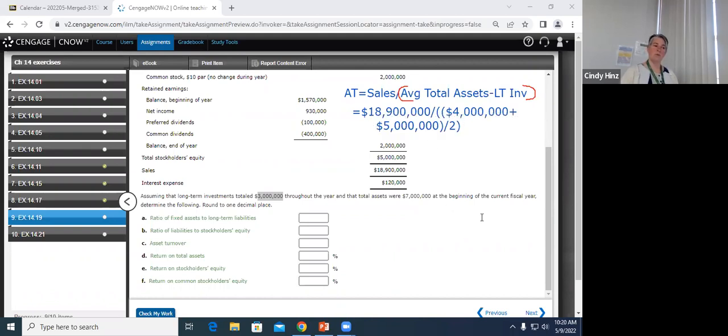So where we are now, we have $18.9 million in sales in the numerator. And in the denominator, we've removed the long-term investments from the total assets, and we're averaging together 4 and 5 million, which of course is 4.5 million. And so my asset turnover for the year would be 4.2.